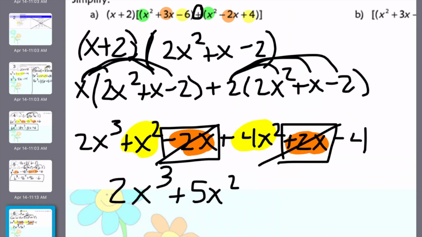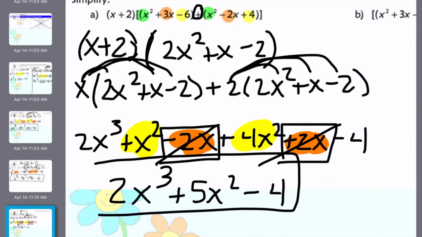So in fact, I don't have to write plus 0x. I can just write nothing, okay? And then I need to bring in my constant. And I ultimately end up with 2x to the third power plus 5x squared minus 4 as my final answer.